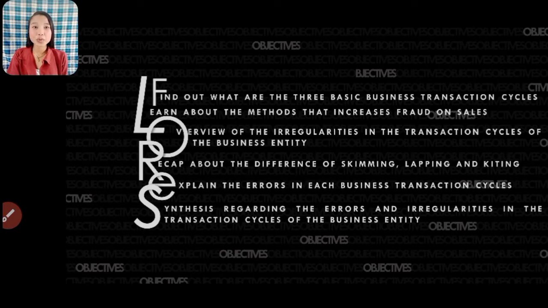In this discussion, we will find out what are the three basic business transaction cycles, learn about the methods that increase fraud on sales, and the overview of the irregularities in the transaction cycles of the business entity. And of course, we are going to recap the difference of skimming, lapping, and kiting, as well as explain the errors in each business transaction cycle. And last but not least is the synthesis regarding the errors and irregularities in the transaction cycles of the business entity.